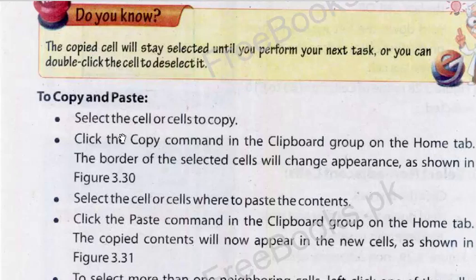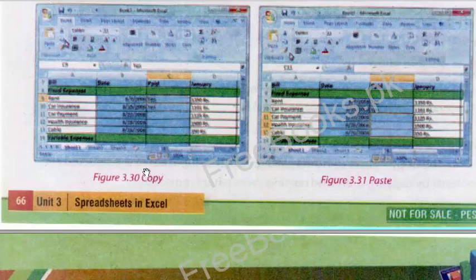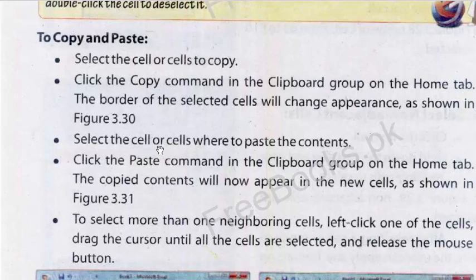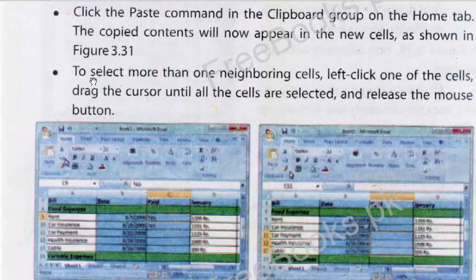To copy and paste, select the cell or cells to copy. Click the copy command in the clipboard group on the home tab. The border of the selected cells will change appearance as shown in figure 3.30. Images are not clear here. Select the cell or cells where to paste the content. Click the paste command in the clipboard group on the home tab. The copied content will now appear in the new cells as shown in figure 3.31. To select more than one neighboring cell, left click one of the cells and drag the cursor until all the cells are selected, then release the mouse button.